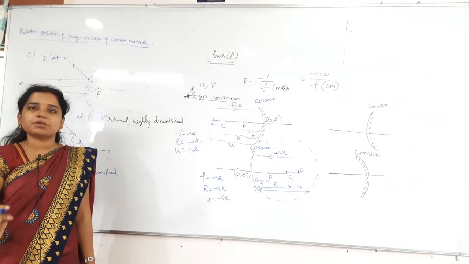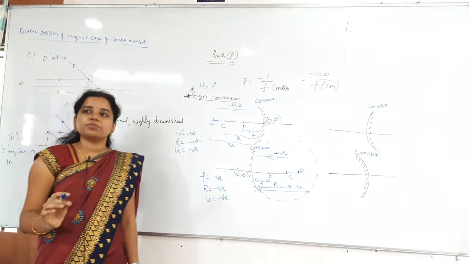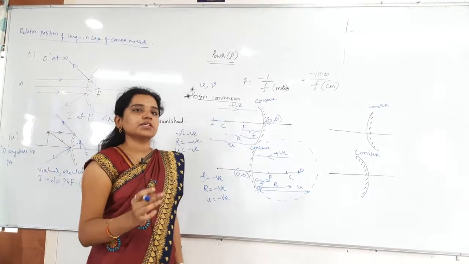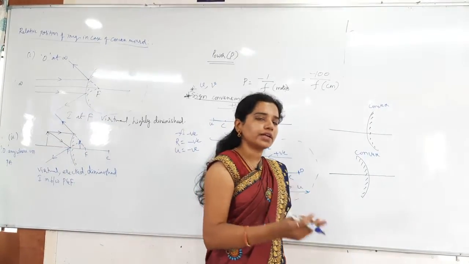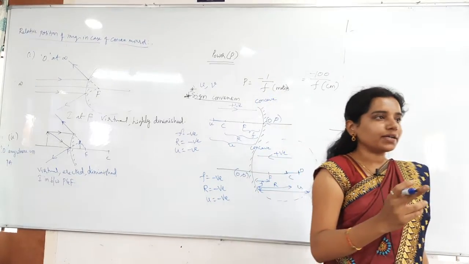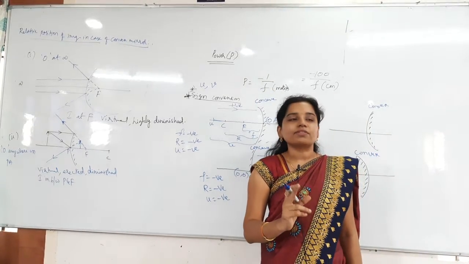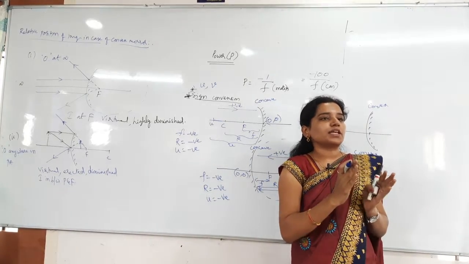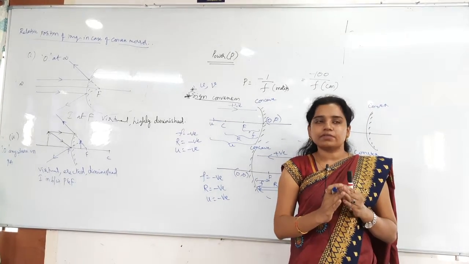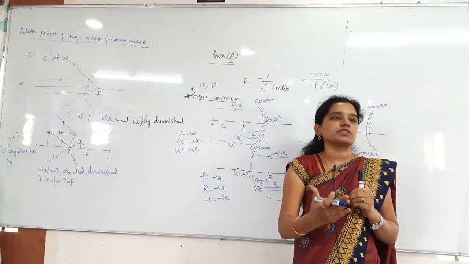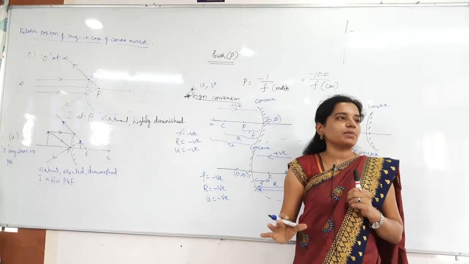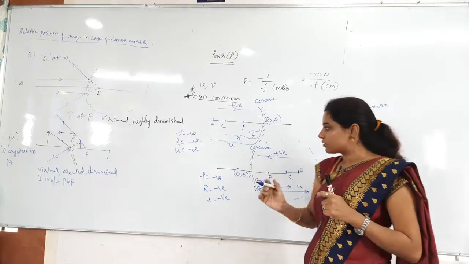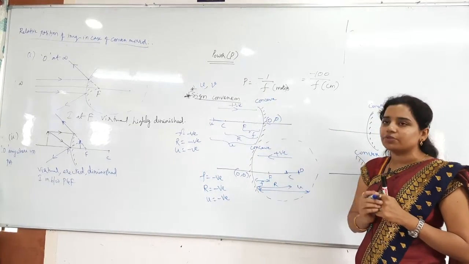Clear? You just remember that for the case of a concave mirror everything is negative, whether it is object distance, image distance, focal length or radius. But there is one exceptional case, where the object is kept between F and P. Then the image distance will be positive. In all the remaining cases it will be negative only. Clear? I will tell you the conclusion also finally. This is about the concave mirror.